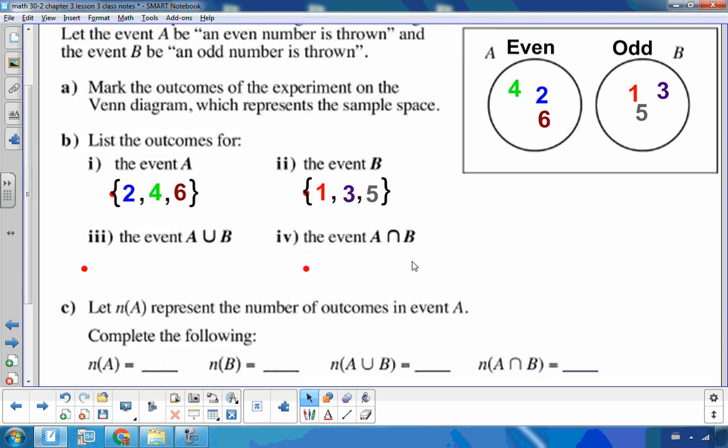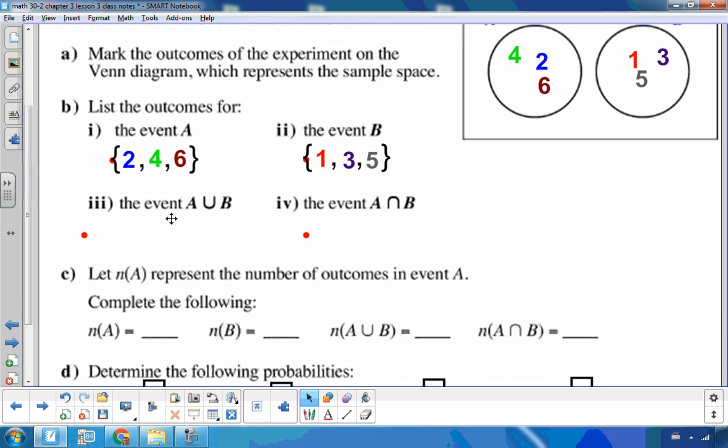Here's the inclusive use of the word or. So A or B. So all the ones in A or all the ones in B or all the ones in both. Well, you can see there's no overlap. So actually the set A and B is the empty set. The or is 1, 2, 3, 4, 5, or 6.